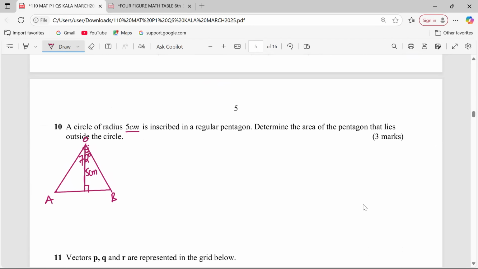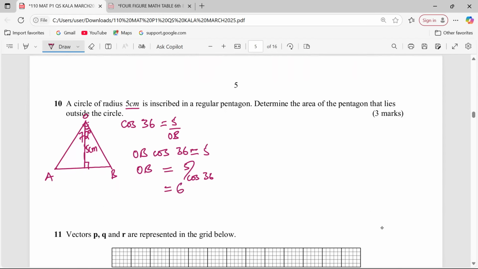So we can say the cosine of 36 equals 5 over the length OB, because it should be adjacent over hypotenuse. So OB times the cosine of 36 equals 5. So that will remain with the length OB. We need 5 over cos 36. What are we getting here? 5 divided by cos 36. I'm getting 6.18 centimeters to 2 decimal places.